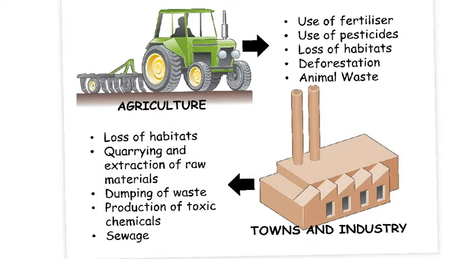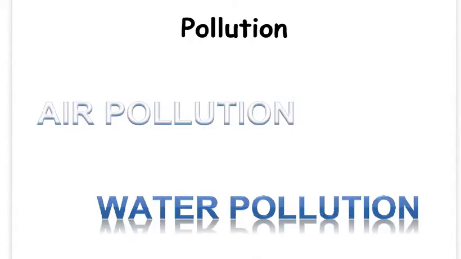Towns and industries, on the other hand, cause pollution due to loss of habitat to make room for building, quarrying and extraction of raw materials, dumping of waste, the production of toxic chemicals, and sewage. The development of towns and industry and the increased need for agricultural land has removed large areas of natural habitat throughout the world. Agriculture and industry also produce vast amounts of pollutants that impact on the environment.